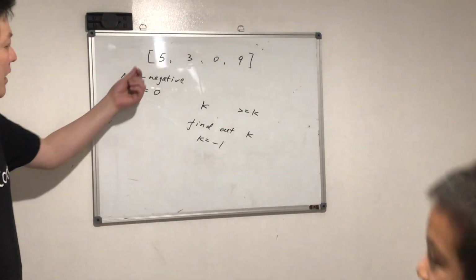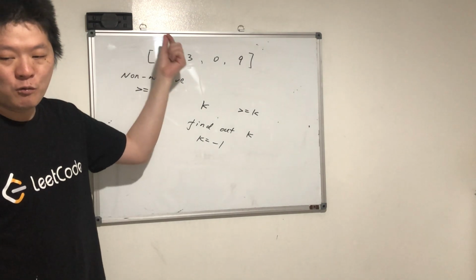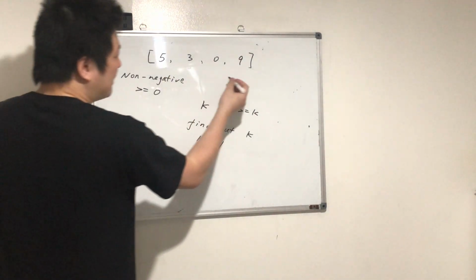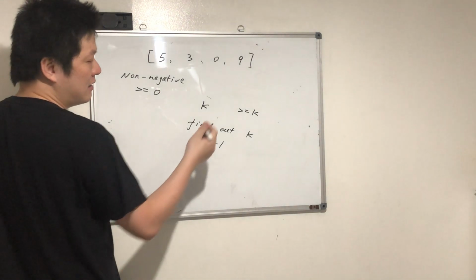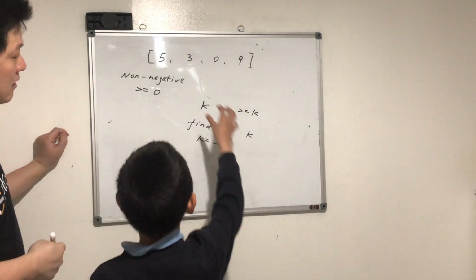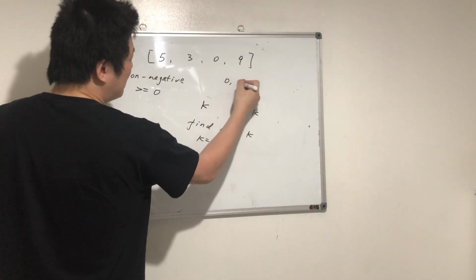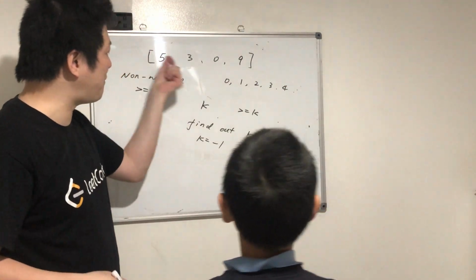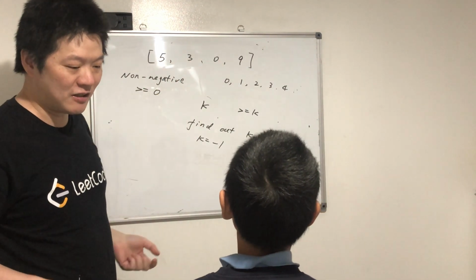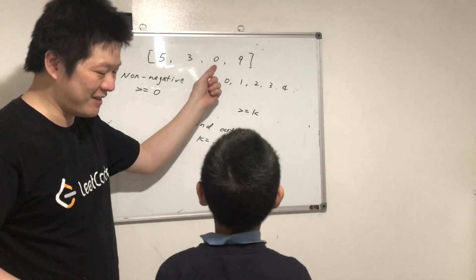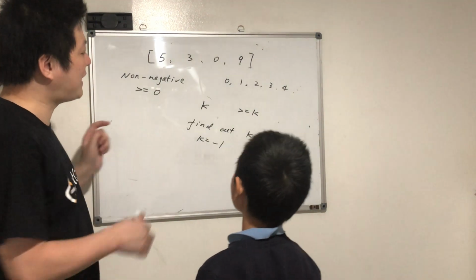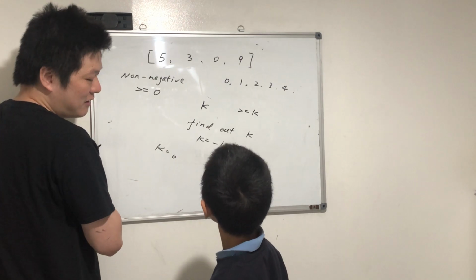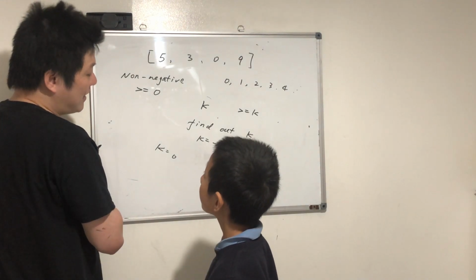Okay? So for example, how many possible k will be here? 0, 1, 2, 3, right? So 4. What's the possibility of k? It could be 0, 1, 2, 3, 4. So are there 0 numbers here bigger than or equal to 0? When k is 0, what does it mean? Can you find any number here which is bigger than or equal to 0? There are 4. Yes.